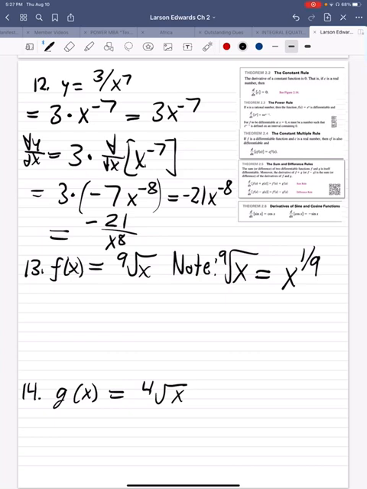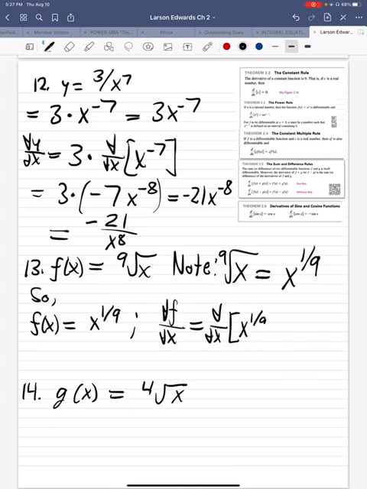So f of x is equal to x to the 1/9. Now that you spot the polynomial x term with the power, then we just use the power rule as always. The derivative of f of x with respect to x is equal to d dx of x to the 1/9. How do you do the power rule? You should get it by now.